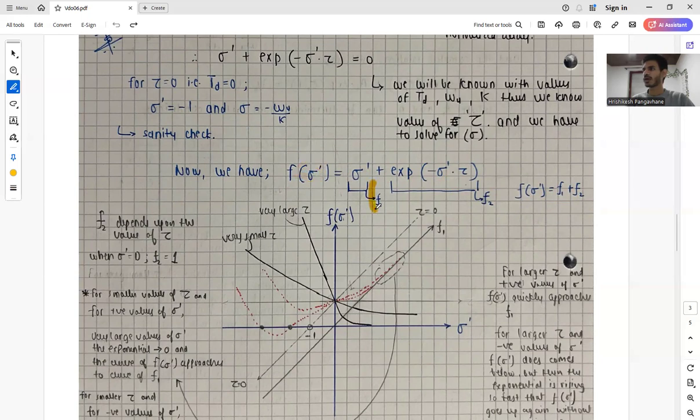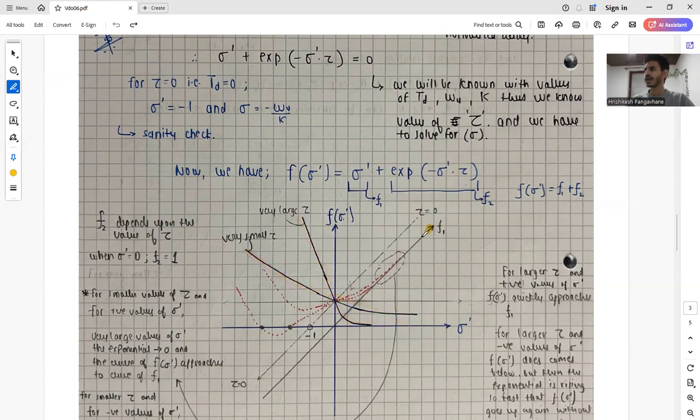When we plot our f1, this is how it will look, passing through the origin. And when we plot our f2, f2 depends on the value of sigma prime itself, as well as on the value of tau. This tau is very important because f2 will look somewhat steeper, a curve which asymptotically goes to sigma prime. This curve is for very large values of tau, and for very small values of tau, the curve will look like this.